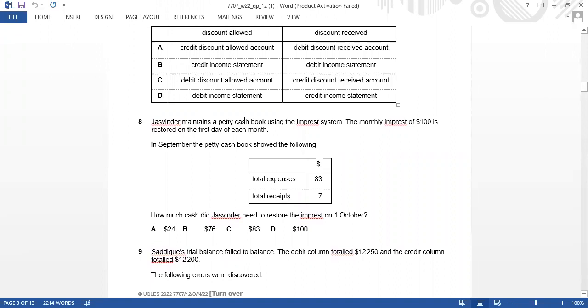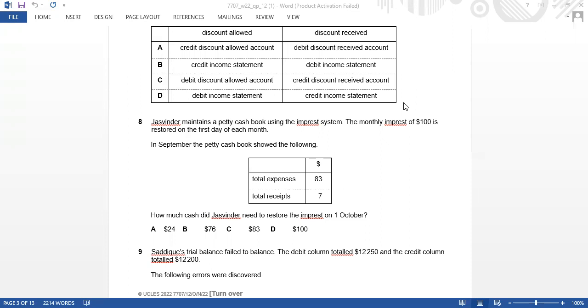Jaswinder maintains a petty cash book using an imprest system. The monthly imprest of 100 is restored. Imprest amount is that every month start we'll have 100 in our petty cash book. So it's written, in September, the petty cash showed the following. Total expenses 83, total receipt 7. So the answer would be, 83 are the expenses. That means we have imprest 100. So what do you need to restore?